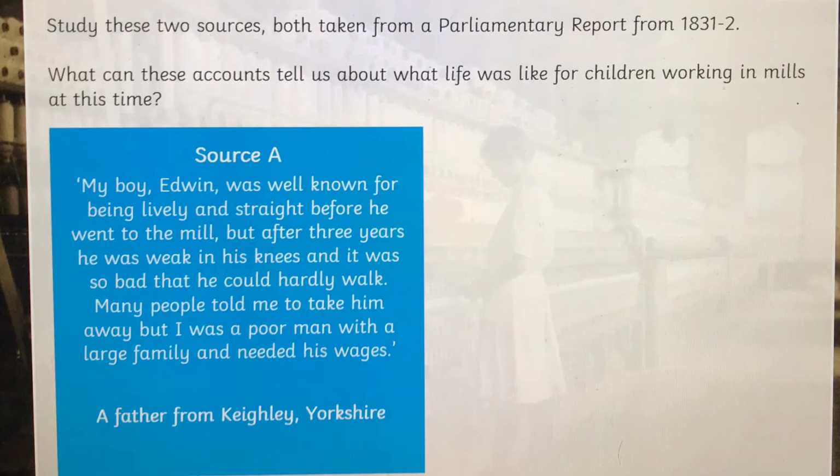So let's read one account. Source A. My boy Edwin was well known for being lively and straight before he went to the mills. But after 3 years, he was weak in the knees, and it was so bad that he could hardly walk. Many people told me to take him away, but I was a poor man with a large family and needed his wages. And that's from a father.